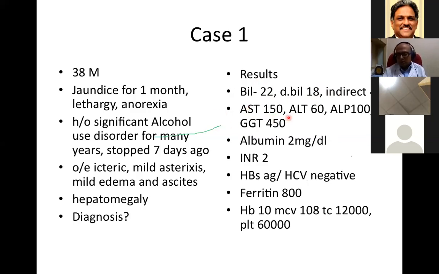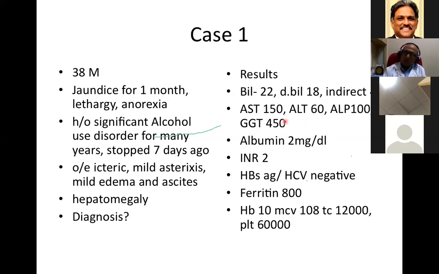The AST has just gone up about 3 to 4 times upper limit of normal, and the ALT is just about 1.5 times upper limit of normal. And the alkaline phosphatase is slightly elevated, but the gamma GT is significantly raised, which may be because he was drinking till a week ago.